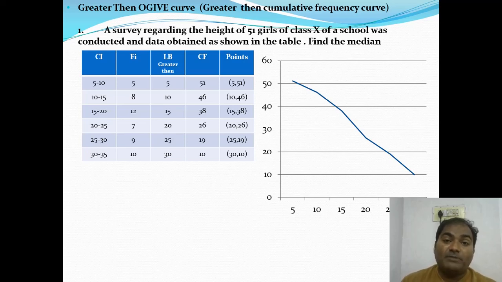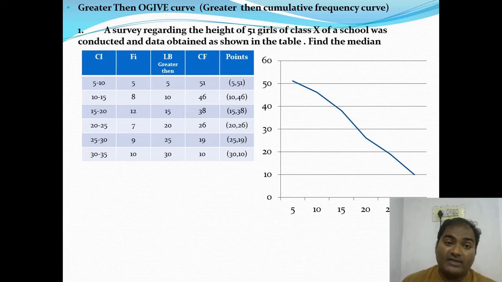Now, greater than 10. That means up to 10, we have to neglect them. We have to remove them. That is 51 minus 5 is 46. 46 minus 8 is 38. 38 minus 12 is 26. 26 minus 7 is 19. 19 minus 9 is 10. In this way, we are going to find the cumulative frequencies.